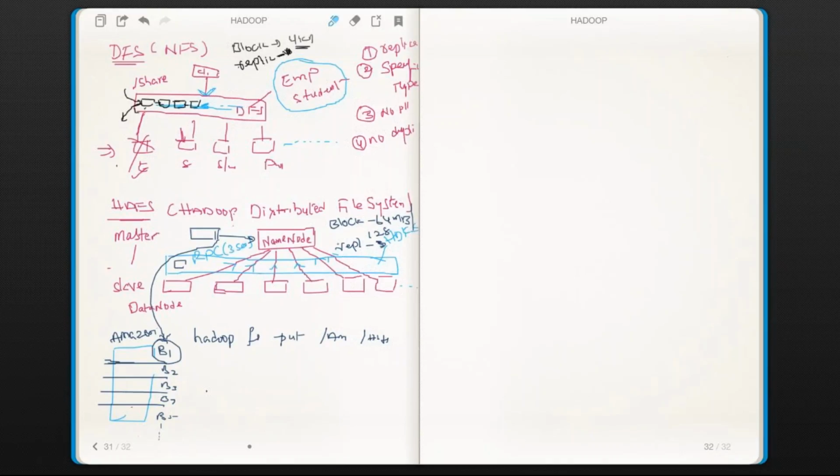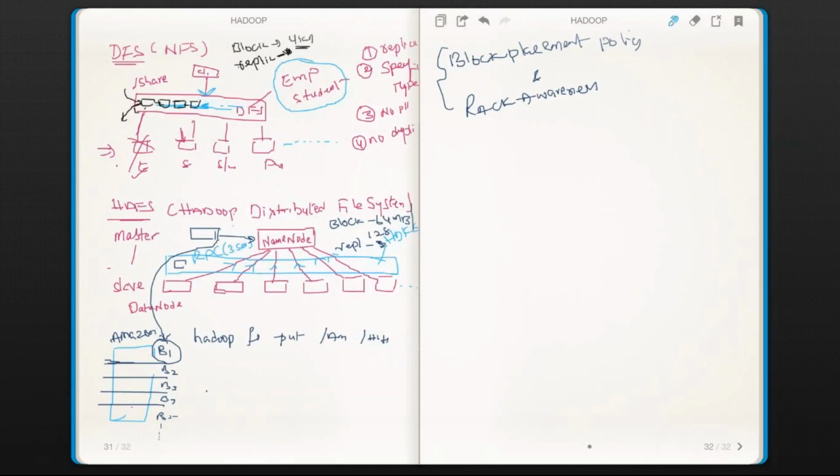My replication factor is 3. I want to load this block into machines, please give me the machines. Then the name node refers to, guys, a new terminology I'm going to introduce here: the block placement policy and rack awareness. First, it looks at the block placement policy and rack awareness.